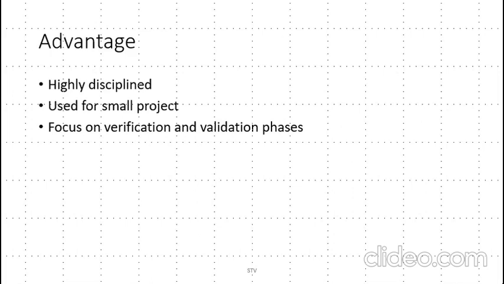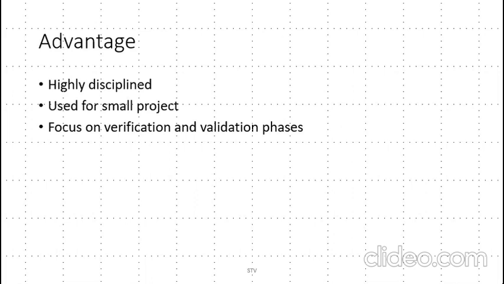This model focuses on verification and validation activities early in the life cycle, thereby enhancing the probability of building an error-free and good quality product. It enables project management to track progress accurately.